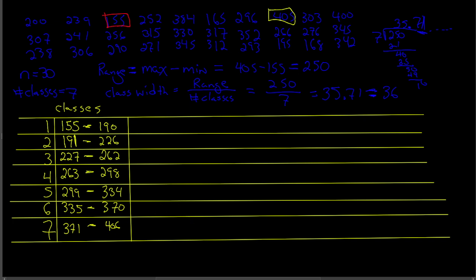And now what we're going to do is we're going to make tally marks. So we're going to count where the data is. And what we do is we look at this piece of data, and we're going to work through each piece of data, and we figure out which class it is in. So 200 is between 191 and 226. So we put a tally mark in here, and we cross that out. And 239 is between 227 and 262. So I put a tally mark there.